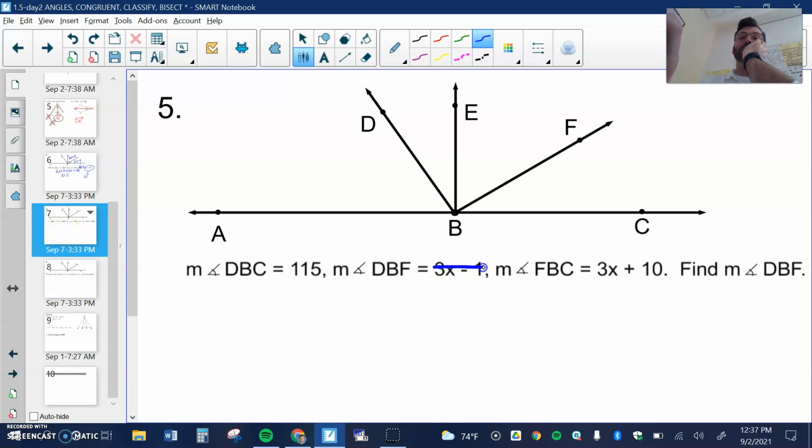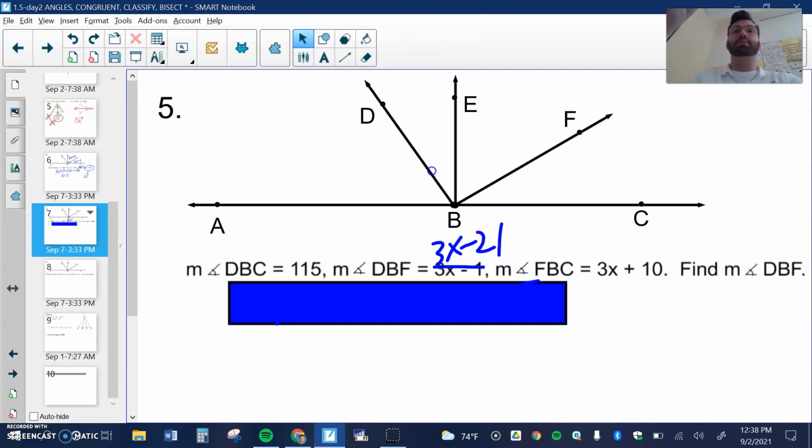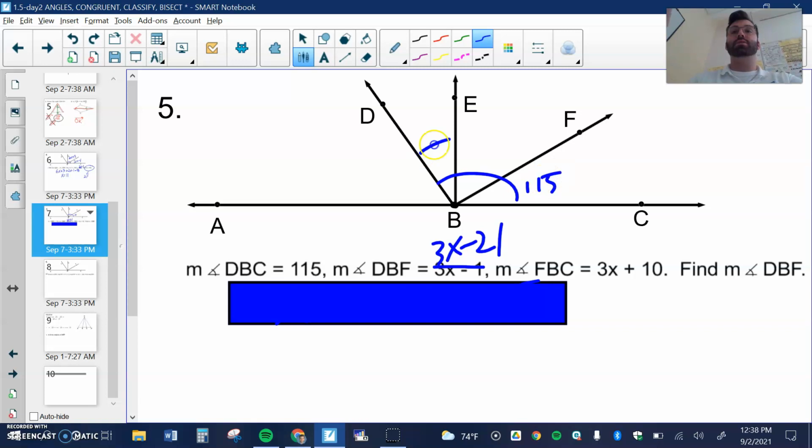This next one, I want this to be 3x minus 21. Pause it, try it. It's very similar to the last one. Give it a shot. All right, so again, this is very similar to the last one because this is 115, and I know the measure. I know what this is, and I'm giving the equation for that as well.